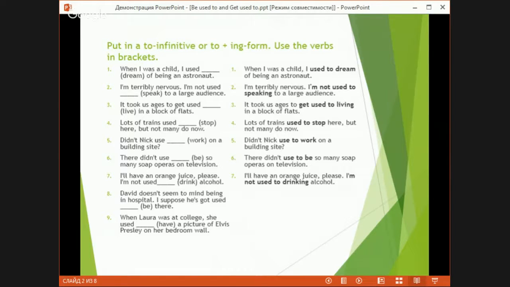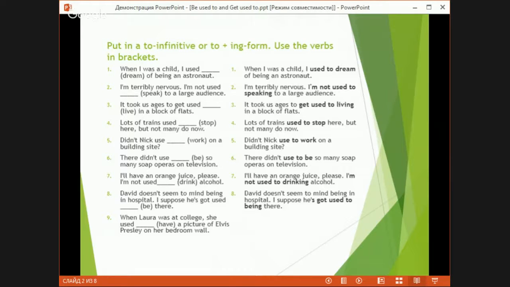I'll have an orange juice, please. I'm not used to drinking alcohol. It's not normal for me. David doesn't seem to mind being in hospital. I suppose he has got used to being there. So it became normal for him.